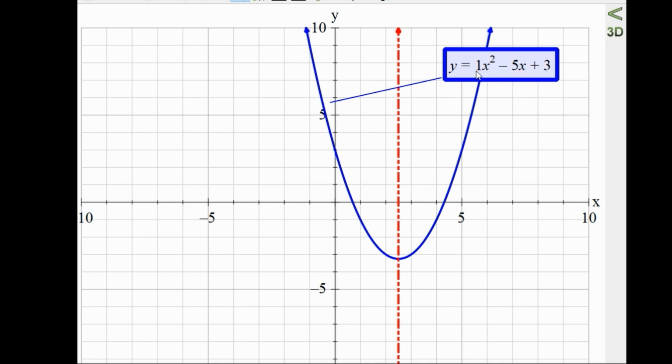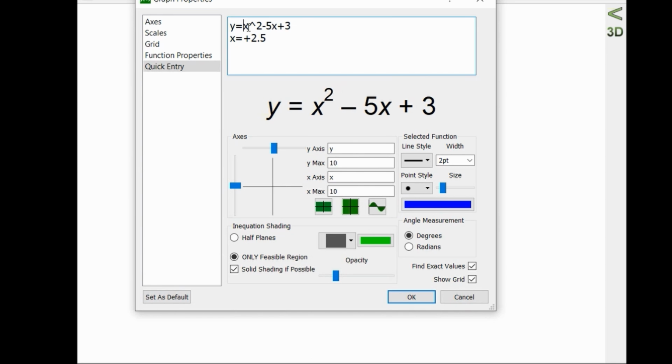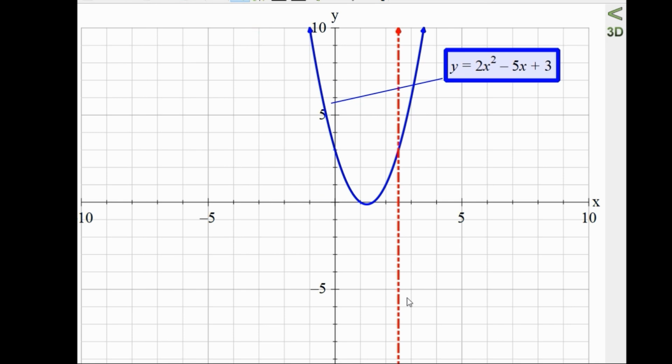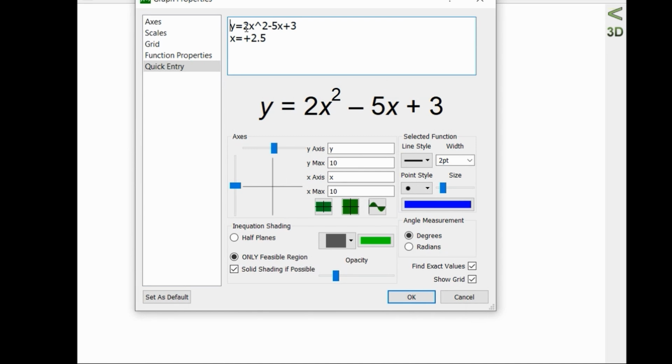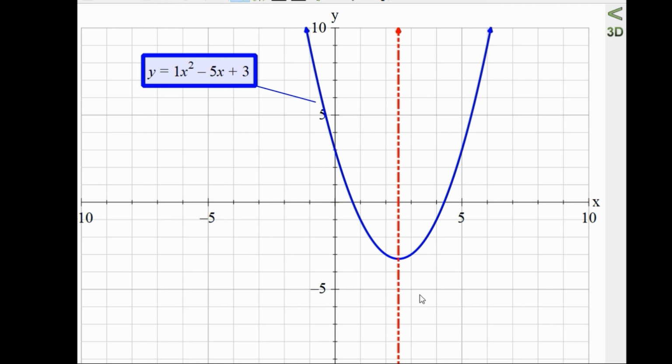What happens if we don't have 1 there? Let's put 2, shall we? It's not the same. It has changed it. We can be dealing with that a bit later, all right? Just accept that this here turns up at half of that if the number in front of the squared x is 1. So let's put it back. Change that to 1. And there it is.